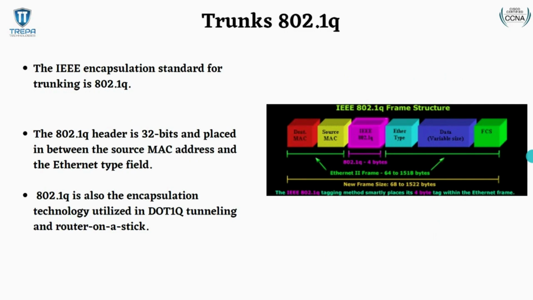And then of course the encapsulation standard, which we already went over, is 802.1q. This is the IEEE standard, non-proprietary. 802.1q is the encapsulation technology we use when we configure inter-VLAN routing, router on a stick as well, which we'll get into later on in the series.